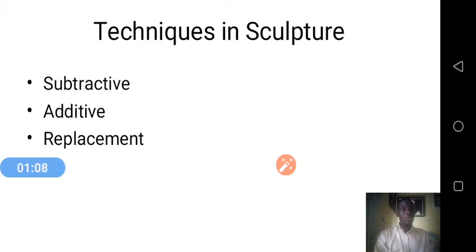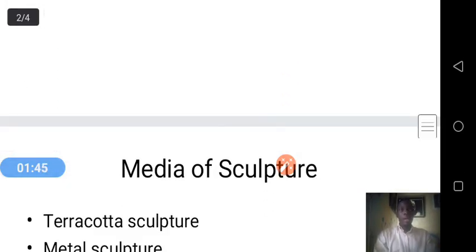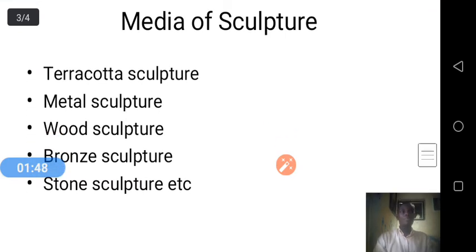Additive technique, which is also known as modeling, is the process of adding bits and pieces of malleable material such as clay or wax in the production of a given sculpture. Number three and final, replacement technique is also known as casting. An example of this technique is bronze sculpture. They make use of molds for the replacement technique, which is also known as casting.